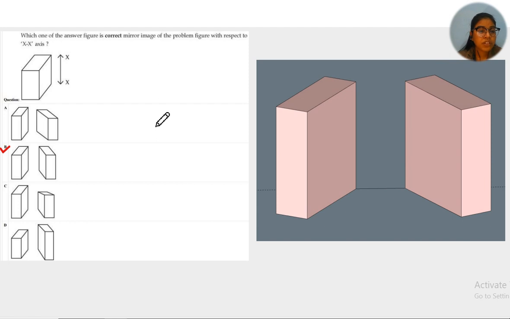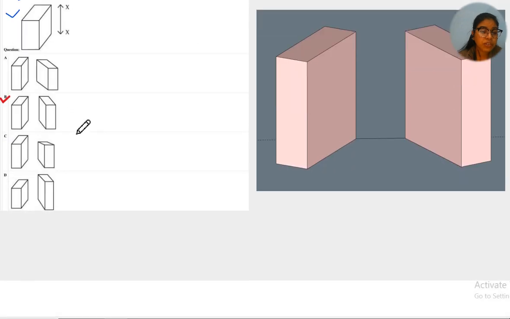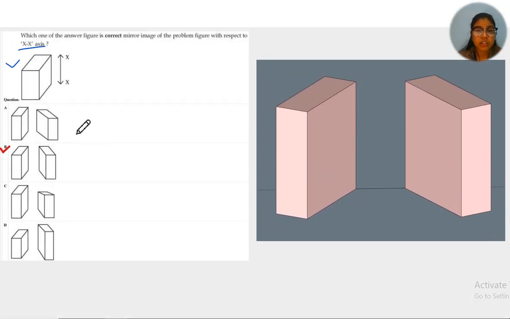In the next question, which one of the answer figures is the correct mirror image of the problem figure with respect to the x dash axis? You have been given a 3D figure and the question is asking about its mirror image, and the axis is already mentioned in the question. What you have to do first is look at the options given and start eliminating them to come to the right one. If we talk about a mirror image, it's certain that it will be of the same height, shape, and form.